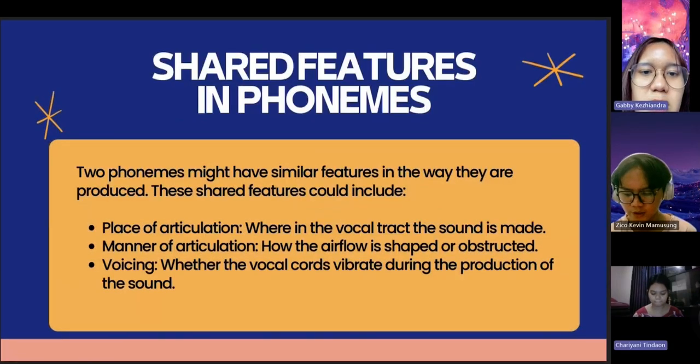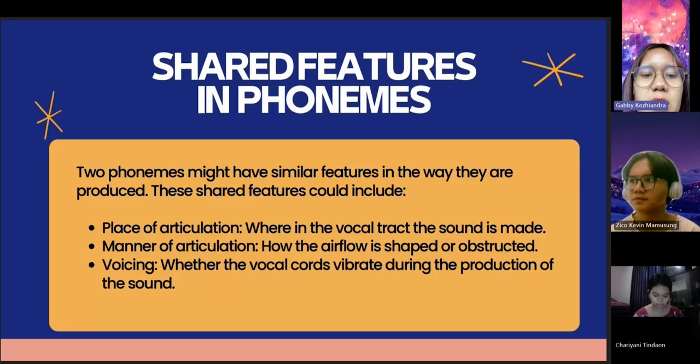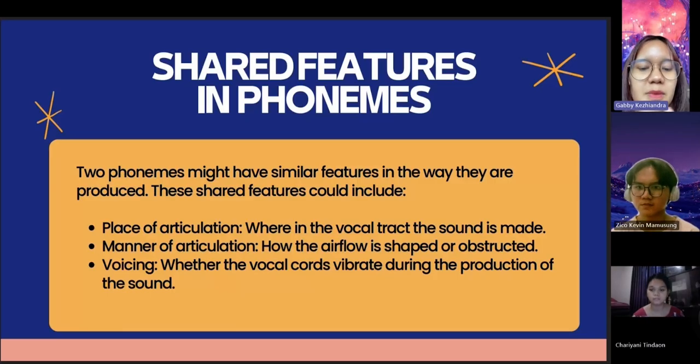So these are the shared features in phonemes. Two phonemes might have similar features in the way they are produced. The shared features could include the first thing, place of articulation, second, manner of articulation, and the last is voicing. So next is going to be explained by Chacha.